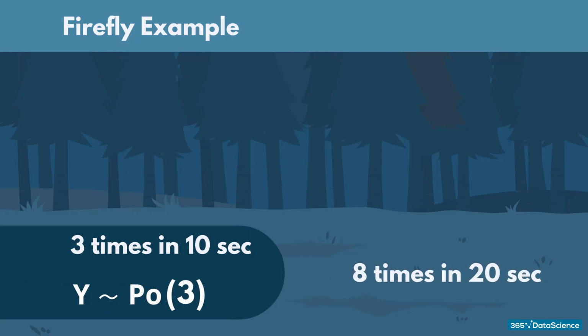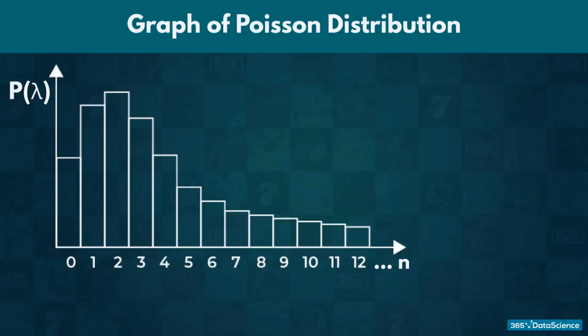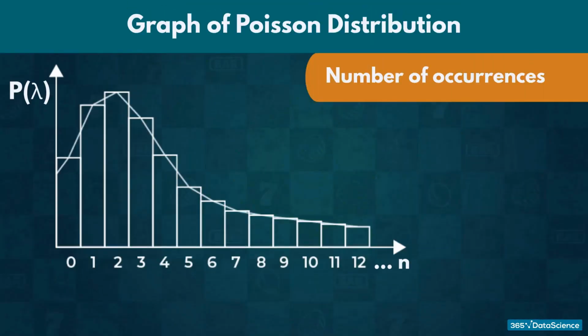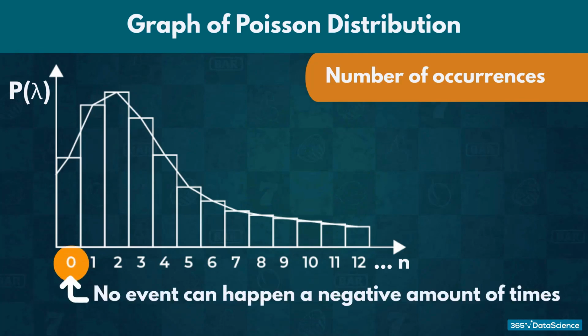20 seconds. The graph of the Poisson distribution plots the number of instances the event occurs in a standard interval of time, and the probability for each one. Thus, our graph would always start from 0, since no event can happen a negative amount of times. However, there is no cap to the amount of times it could occur over the time interval.